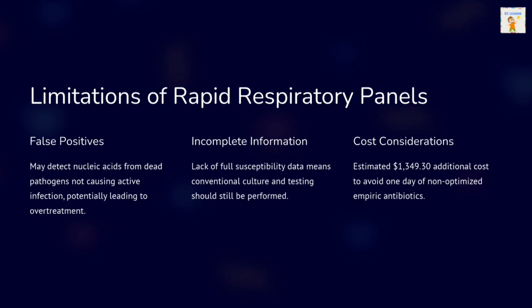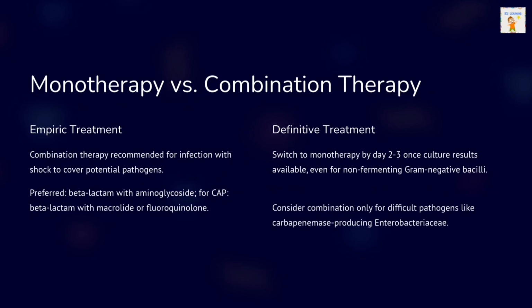So that is something which we need to consider. Now let us discuss monotherapy and combination therapy. When we start empirical therapy, we may consider combination therapy, especially for patients who present with shock, so we can cover potential pathogens.